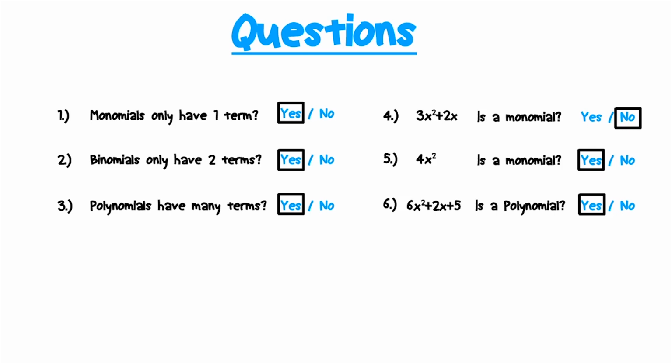So the answers are these. Monomials only have one term. That's yes, they only have one term, which consists of a coefficient, a variable, and raised to some power. Binomials only have two terms, so that is again correct. For an example, 3x squared plus 4x is a binomial.